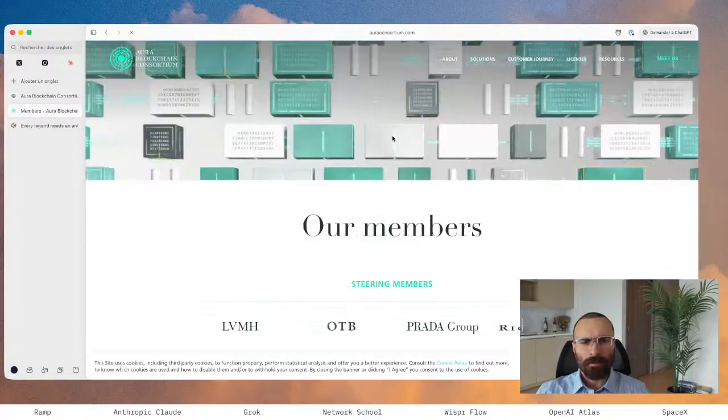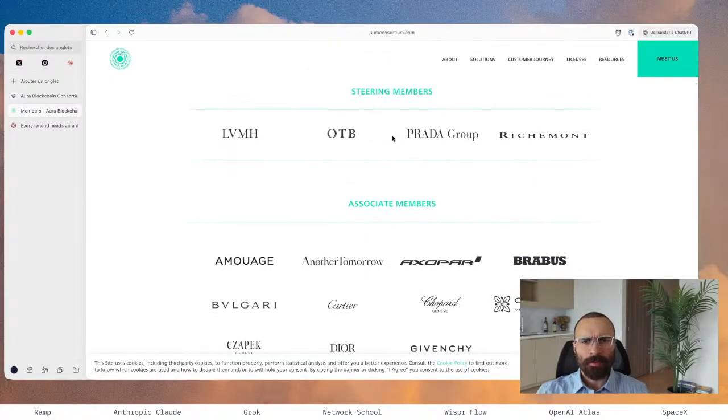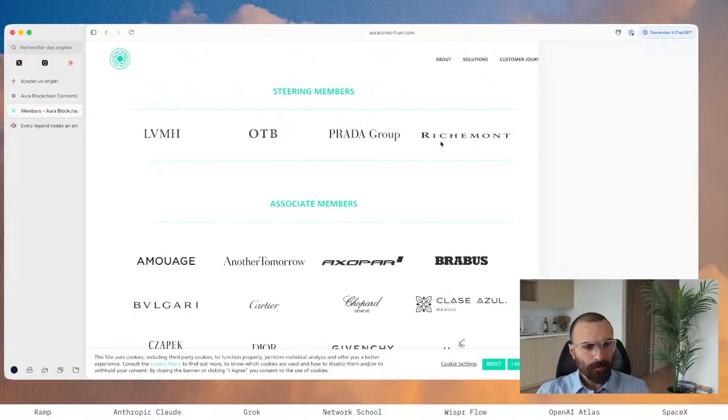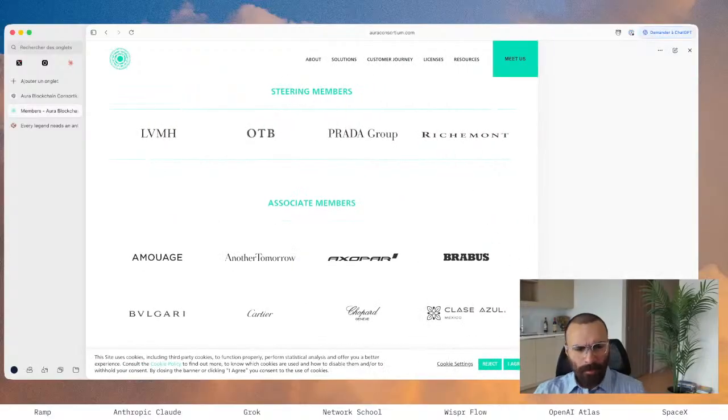Okay, really cool. Steering members, LVMH, Prada Group. What all brands fall into the Prada Group? Not Prada Group. Prada Group. Moral brands? No. How do I change this? Copy, copy. Okay, I gotta copy this.